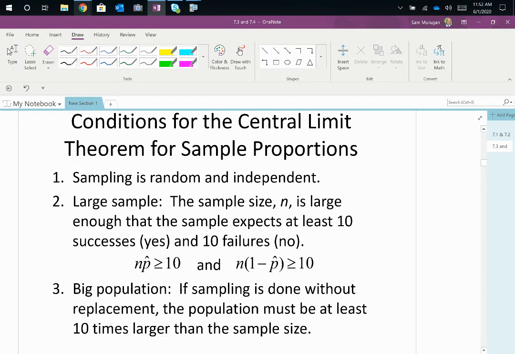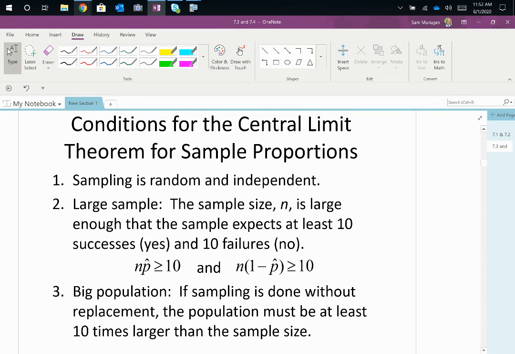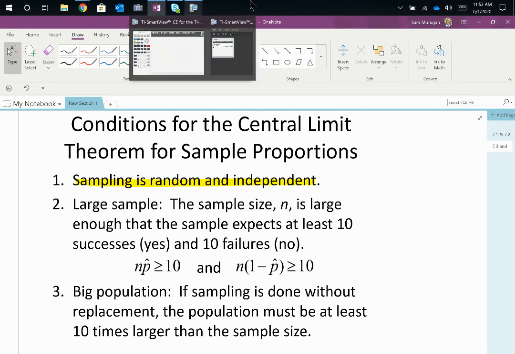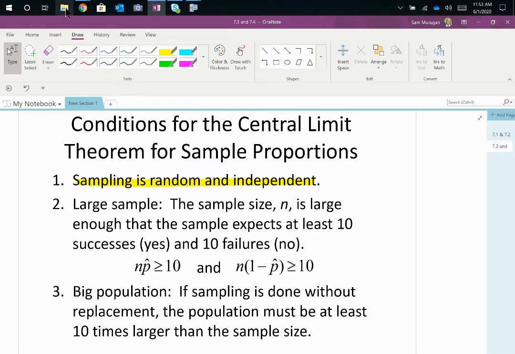Now, these are the conditions that have to be met for what's become known as the central limit theorem. One is that the sample is random and independent. And the problem will tell you that it's random and independent. The second condition, a very important condition, is that it must be a large sample. The sample size n is large enough that the sample expects at least 10 successes and 10 failures. That's the standard. At least 10 successes and 10 failures.